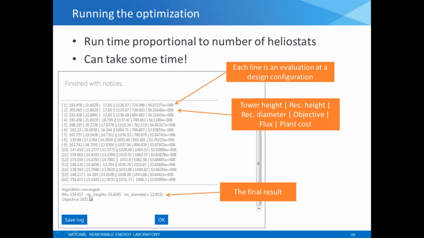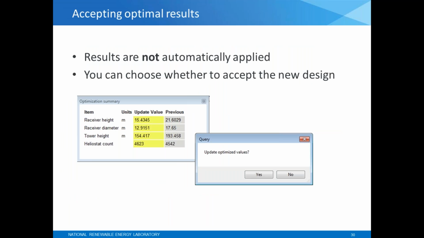So after you run this, you'll get your optimal result here, and that corresponded to, in this case, the last one that was evaluated. Okay, after you have a successful run, SAM will notify you that you can update to the optimized values if you would like to. It won't automatically do this, but it shows you a summary of the changes.